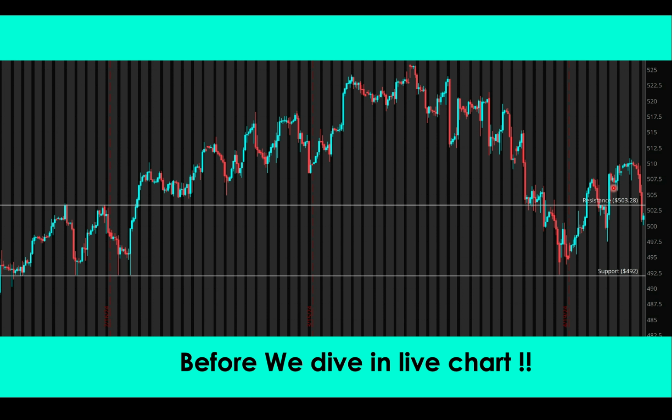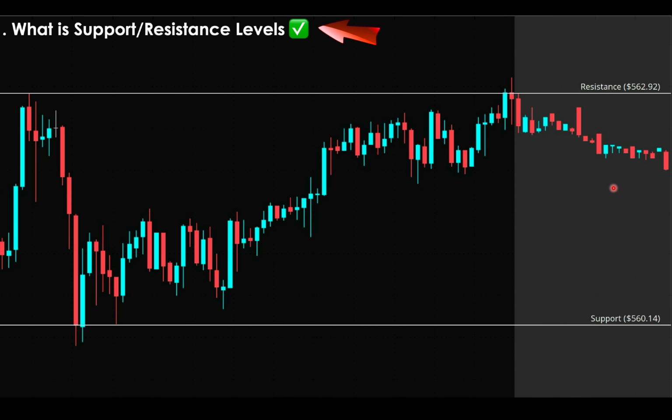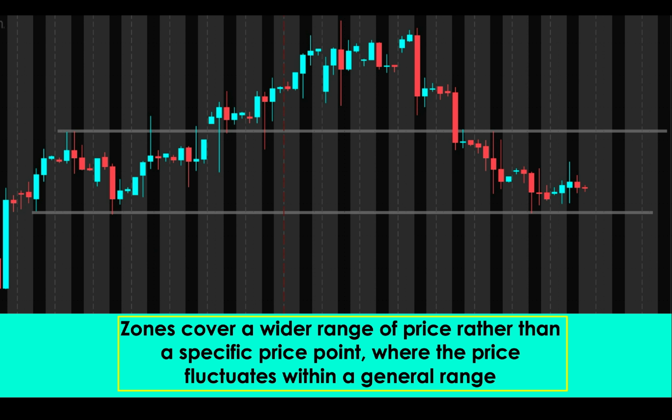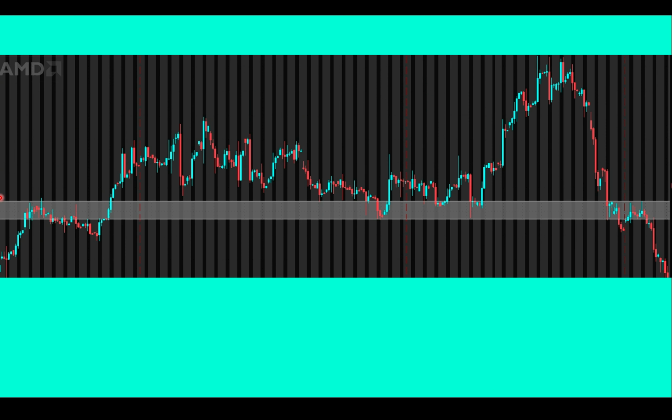Now, before we dive into a live chart, which is real soon, we went over what support and resistance levels are. Now, what are zones, which is by far my most favorite thing to use, and I love zones because they cover a much wider range. As you can see here as an example, zones cover a wider range of price rather than a specific price point, where the price fluctuates within a general range. All I did was grab the lowest wick of this downside candle, as well as the lowest wick of this downside candle, and you can see it's a little bit of a wider range. It's not a specific level. It's not a single one-digit number. There are about 2 levels in this general area, and every time we come to this area, it acts as a support. This is probably by far the best example, and this is on AMD, and it's actually a much wider range. You can see every time we step into this general range, there are a lot of reactions and a lot of fluctuation in this general area.